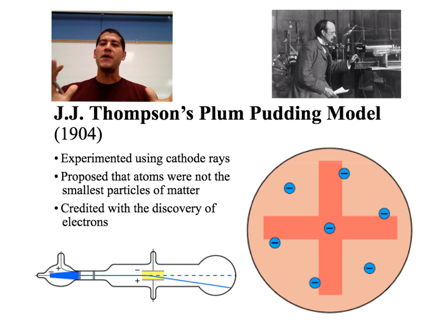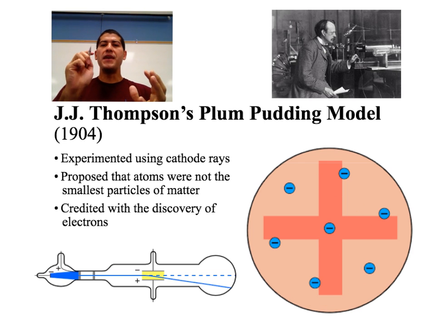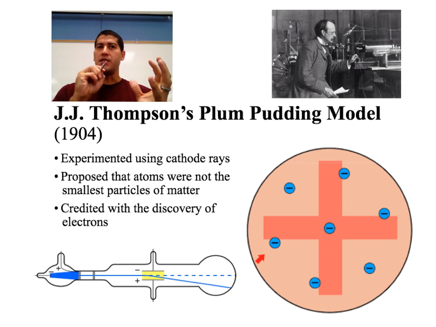You probably have no idea what a plum pudding is, since it isn't 1904 and we aren't in England. It might be more useful to think of something like a blueberry muffin. Thomson thought that an atom was kind of like that: a positively charged sphere, the bread part of the muffin, with negatively charged electrons inside, just like the blueberries.